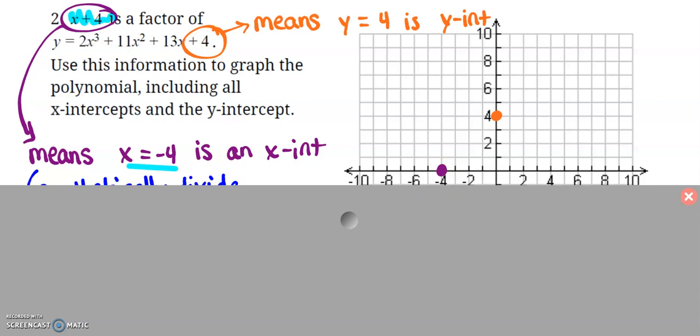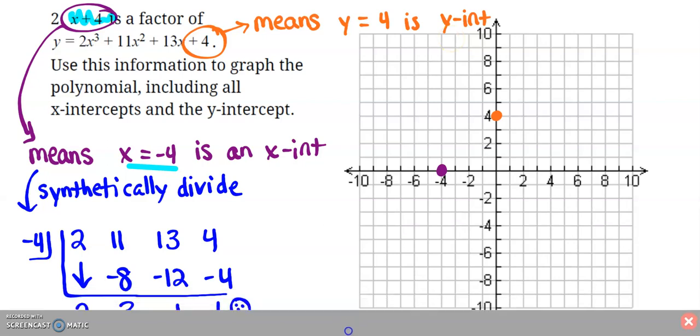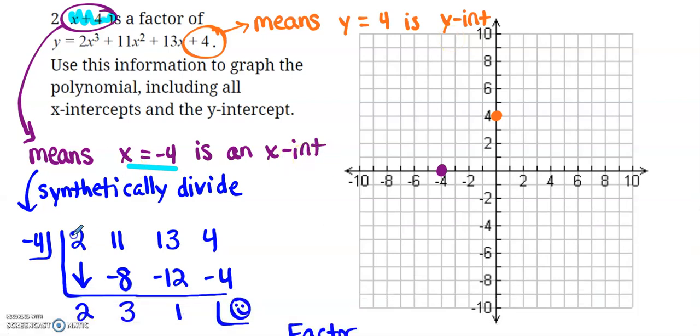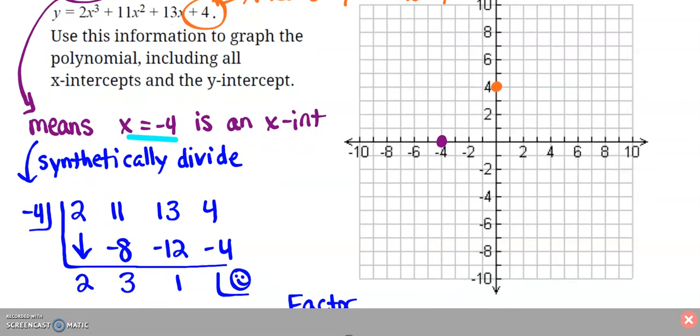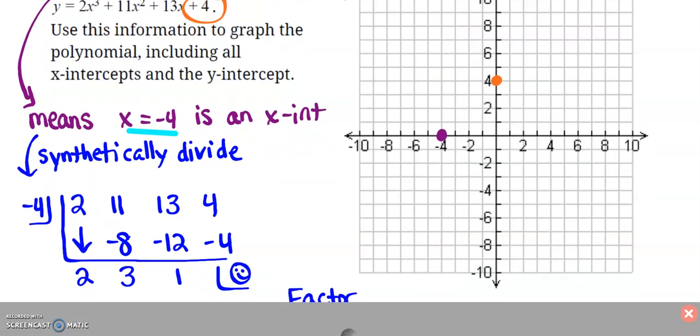And then I also took a look and I noticed that the last number in my polynomial was 4, and so that means that y equals 4 is my y-intercept. From there, I synthetically divided by that x value that I knew about, and I got a remainder of 0, which means I was correct in interpreting that.